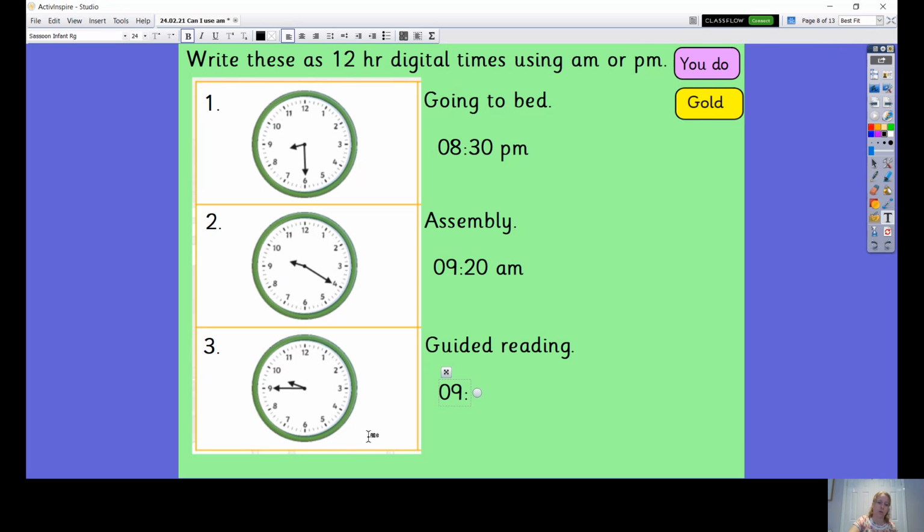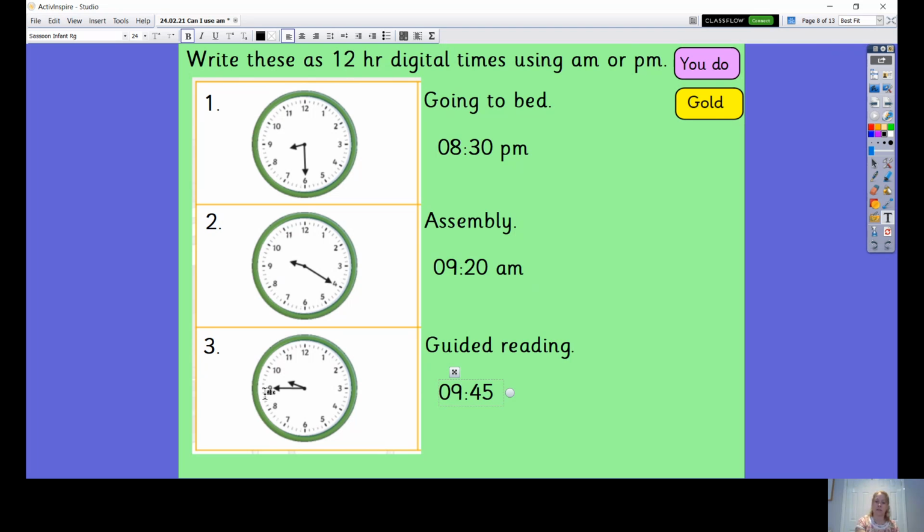So we're still going to do the same. I'm going to go from 12. I'm going to count all the way around to that minute hand, okay, in 5s. 5, 10, 15, 20, 25, 30, 35, 40, 45. So I've got 9:45 written there.